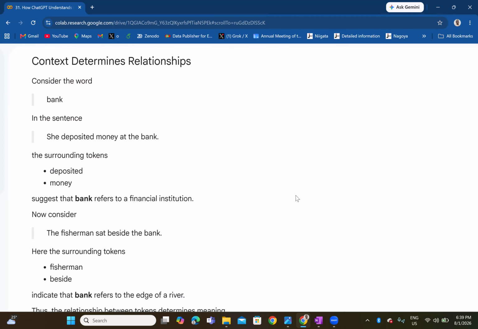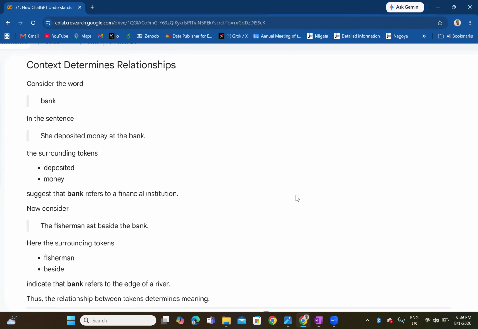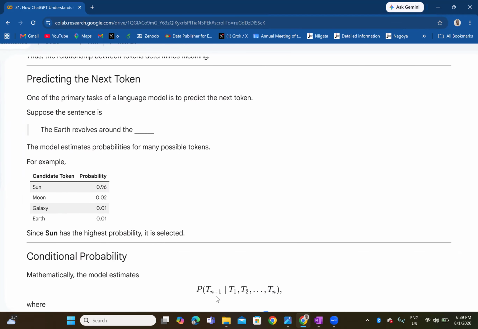And then we talk about context determining relationships. Consider the word bank in the sentence, she deposited money at the bank. The surrounding tokens deposited and money suggest that bank refers to a financial institution. Now consider, the fisherman sat beside the bank. Here, the surrounding tokens, fisherman and beside, indicate that bank refers to the edge of a river. Thus, the relationship between tokens determines the meaning.